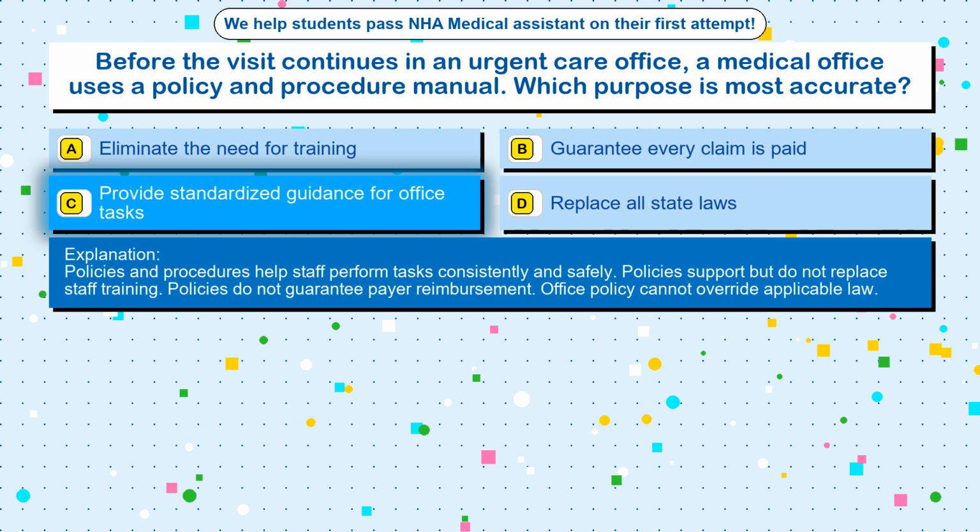Policies and procedures help staff perform tasks consistently and safely. Policies support but do not replace staff training. Policies do not guarantee pay or reimbursement. Office policy cannot override applicable law.